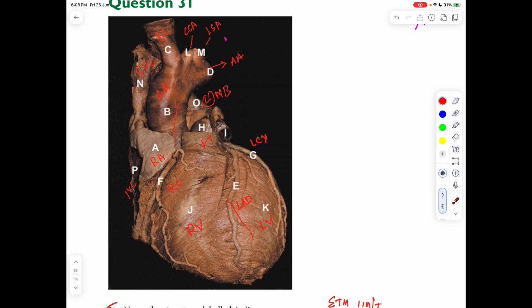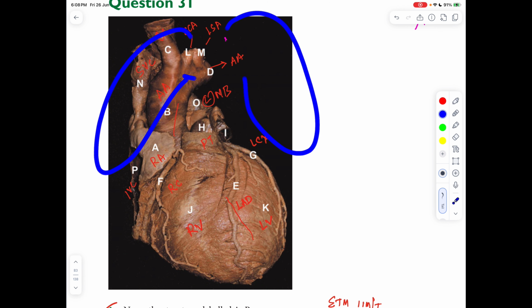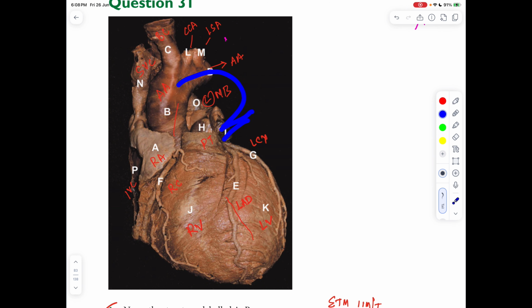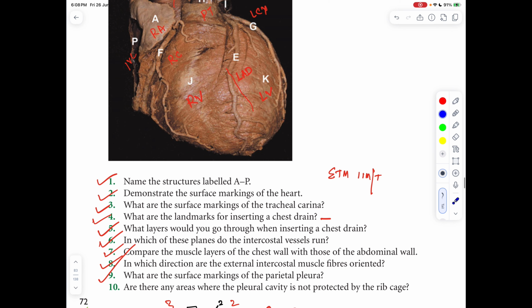Now this is the right atrium. The right atrium has the superior vena cava and the inferior vena cava. Both open into the right atrium. From there it goes to the right ventricle. Blood flows like this. Then from the pulmonary trunk it goes into the pulmonary arteries, into the lungs. From the lungs, the pulmonary veins take it into the left atrium and then the left ventricle. That is the way of flow. So the structures I already labeled demonstrate the surface marking of the heart.